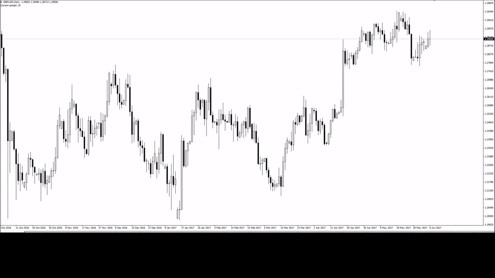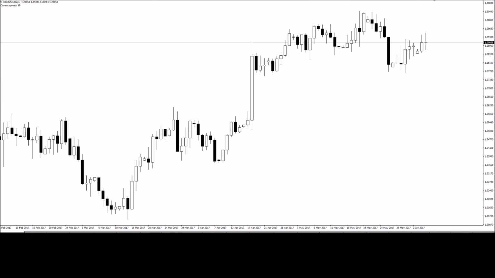Okay, so I'm going to start off on the daily. So what has cable done? I'd say this is a daily bearish order block. But I prefer this one because this is the high for the sell-off, the parent order block, and then we've got this one as well. So I'll still mark out the low here.